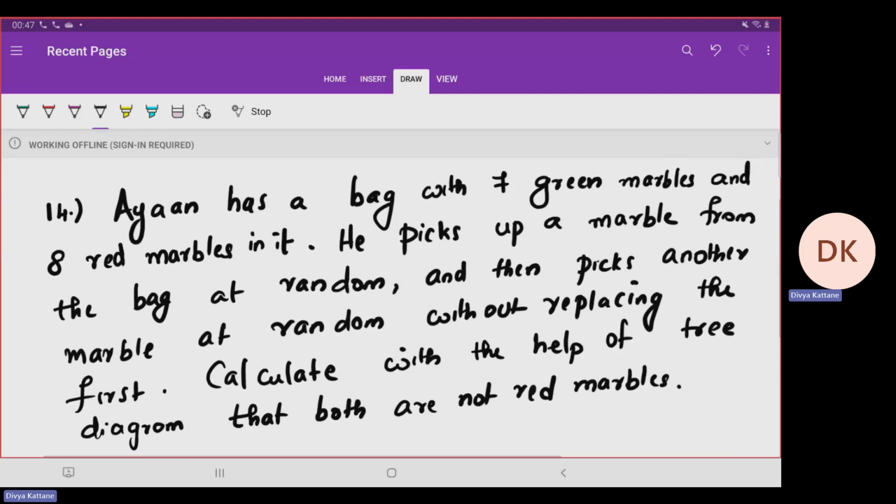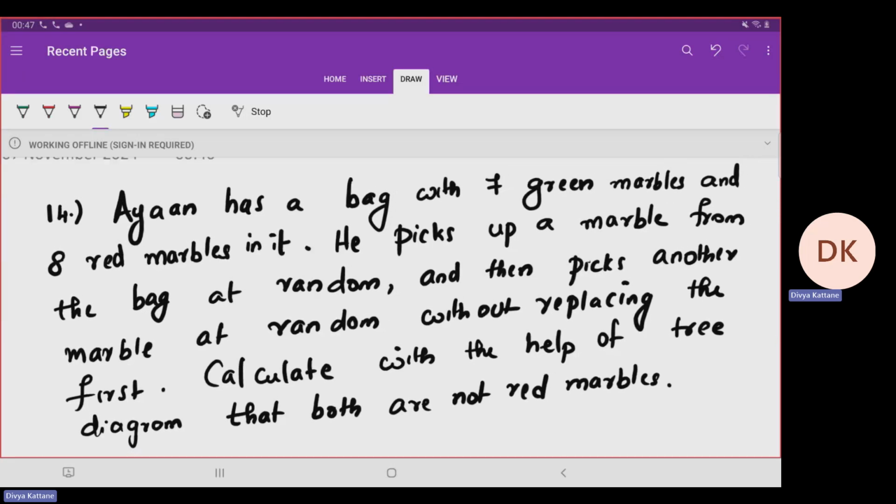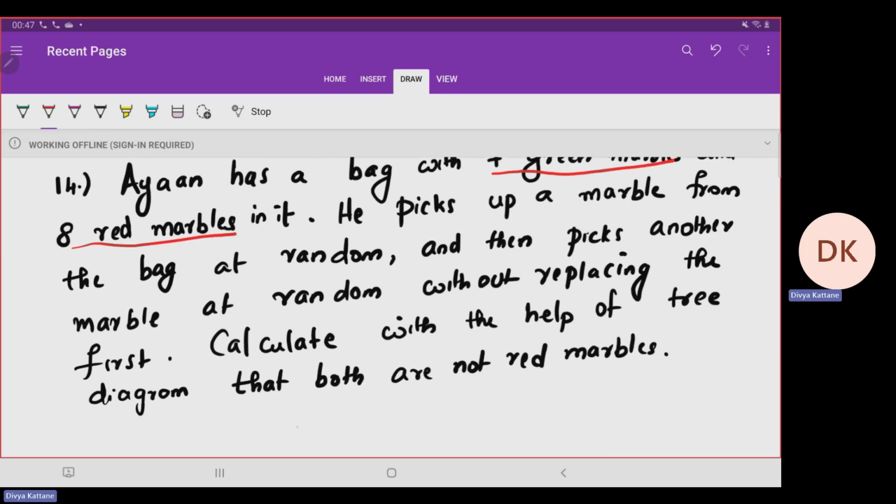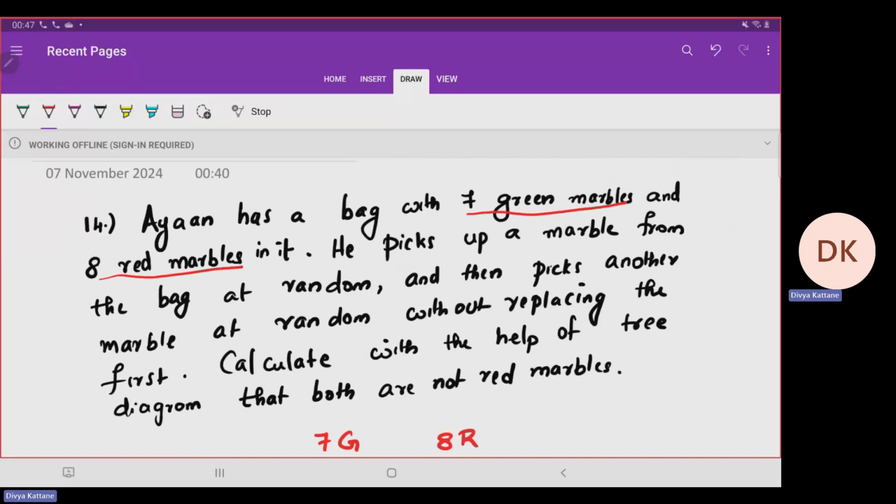So the problem is Ayan has a bag with 7 green marbles and 8 red marbles. He picks up a marble from the bag at random. So he's picking one and picks another marble at random without replacing the first.